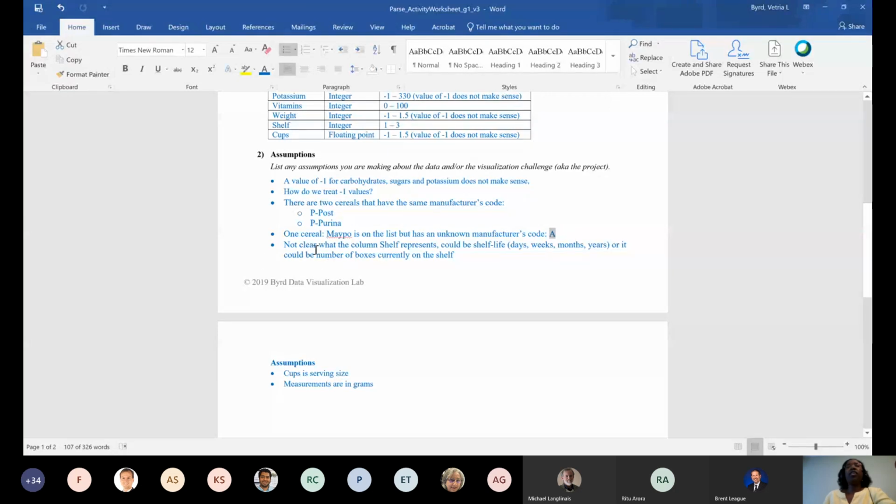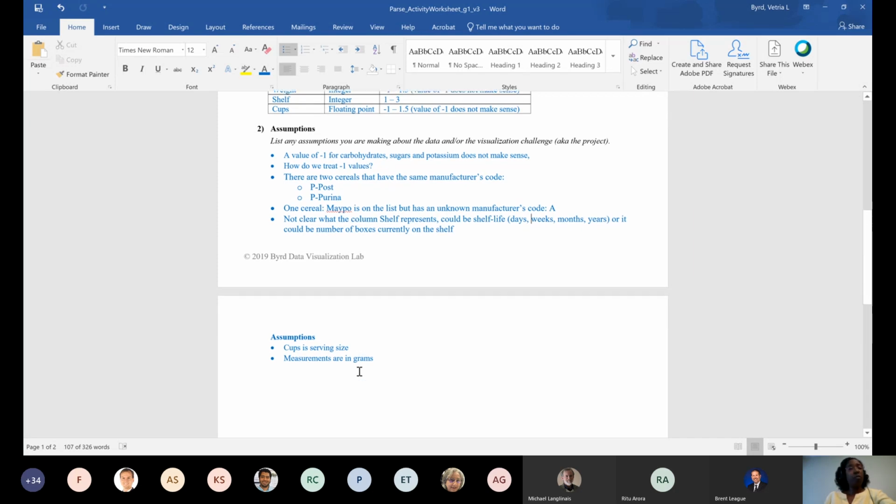And I'm not clear on the column that says shelf, what that represents. It could be shelf life, or it could be the number of boxes that are currently on the shelf. And so again, depending on who your audience is and what you're trying to convey, you'll need to decide which one of those it might be. If it's shelf life, then is the number in days? Is it in weeks? Is it in months? Is it in years? So think about diving deeper into that data set, looking at every single variable and making sure that you understand what those variables represent.